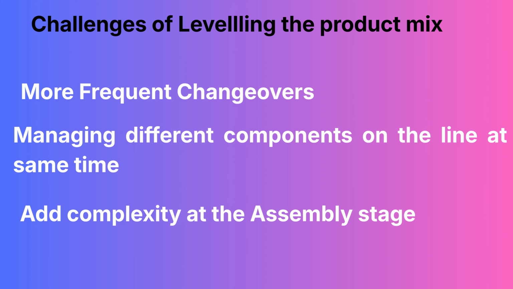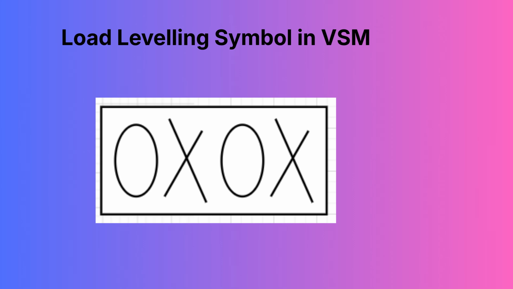But what do we gain? We eliminate huge amounts of waste across the entire value stream, especially excess inventory and long lead times. And that's a big win. Finally, in value stream mapping, we represent leveling using this symbol, often shown as a sequence like OXOX, which indicates alternating production.